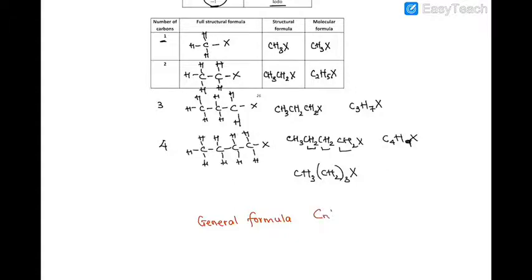So CnH2n+1X. So C4H: 4 times 2 is 8, 8 plus 1 is 9. And then any halogen, it could be Cl or I or Br or anything.